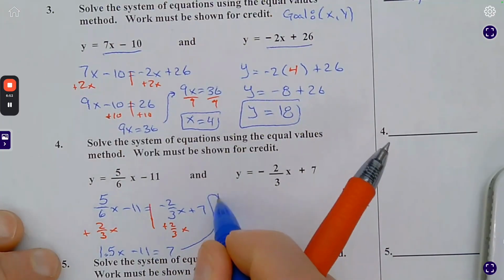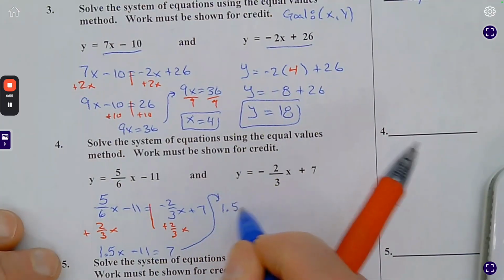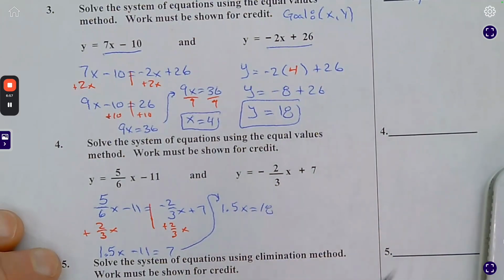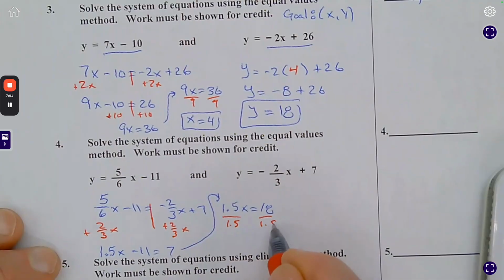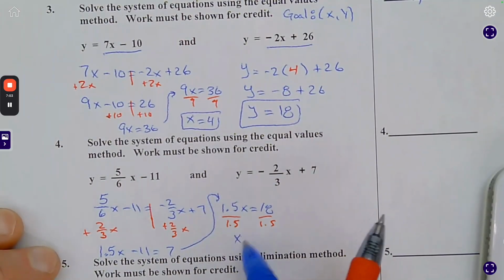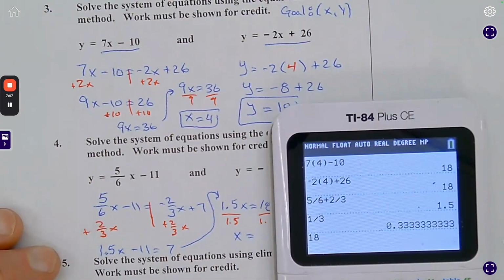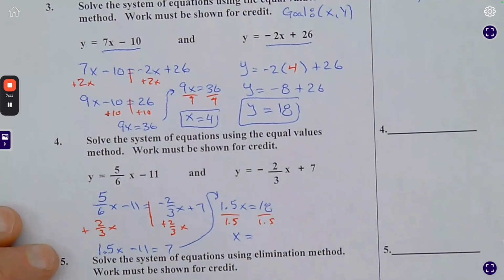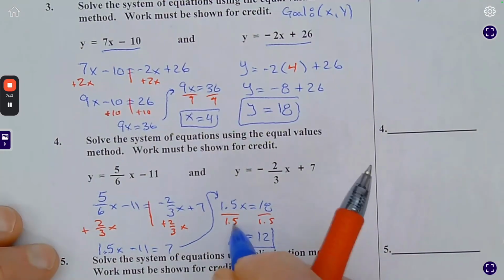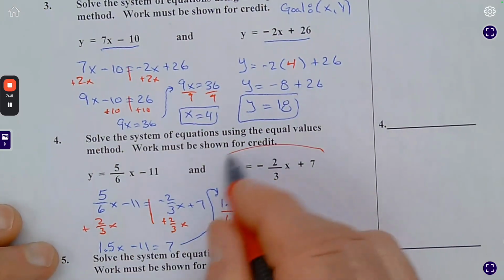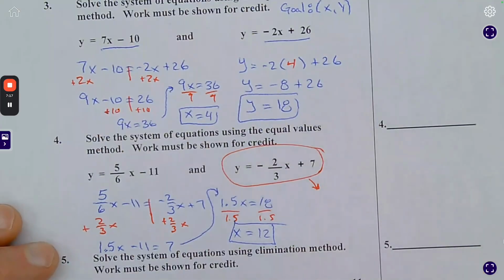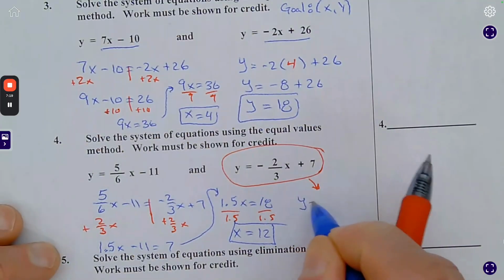I'm going to add 11 to both sides. And then I'm going to divide by 1.5. I think that's going to be 12. It is 12. Okay, now I'm going to go here, and I'm going to substitute that 12 in.